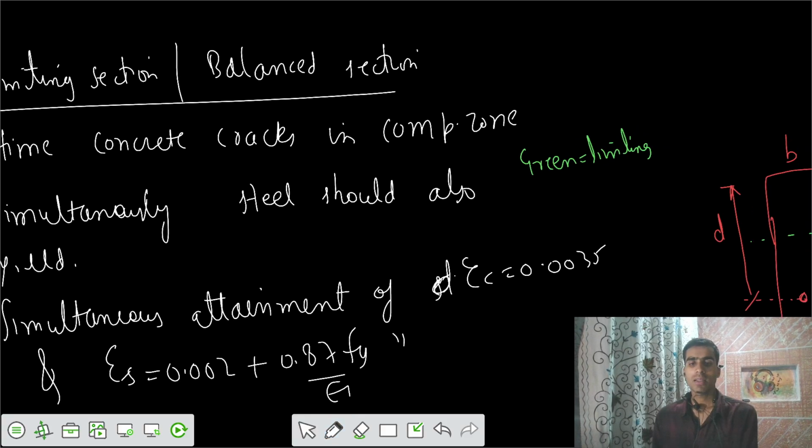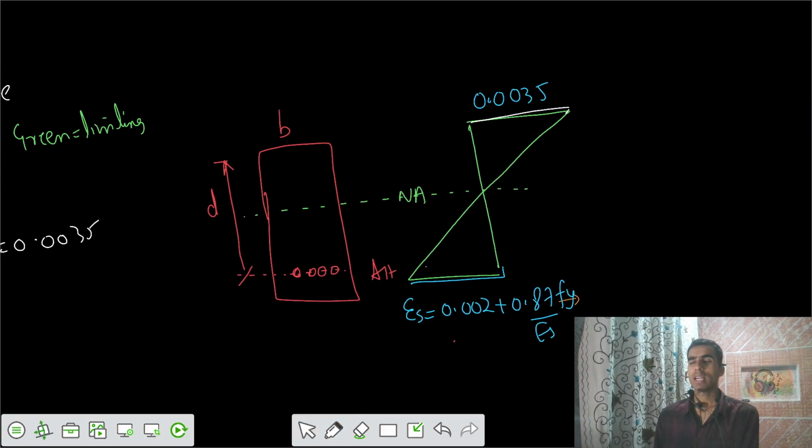So this means that on both sides, in the compression zone and in the tension zone, both extreme fibers should be under those maximum strain values. From the top side, the concrete should start to crush, to undergo cracking, and from the bottom side, the steel should undergo yielding. This is what we call a balanced section.